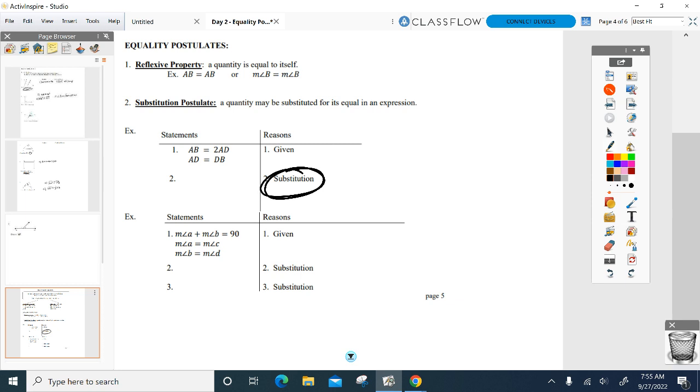Double AB equals DB, you get 2AB equals 2DB. AB equals 2AD, therefore AB equals 2DB. Double the bottom equation, that's 2AD equals 2DB. Because we know that AB equals 2AD. Just substitute in something for another segment that it's equal to. Any group think they got something here? Nothing.